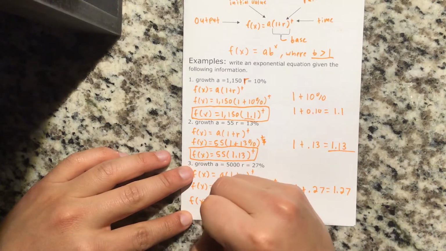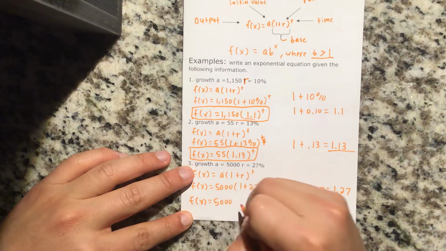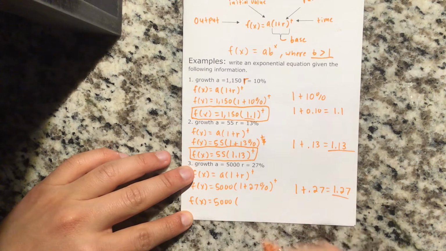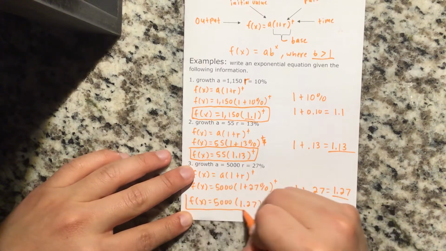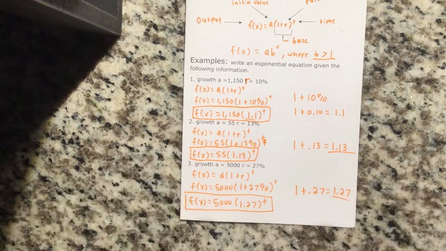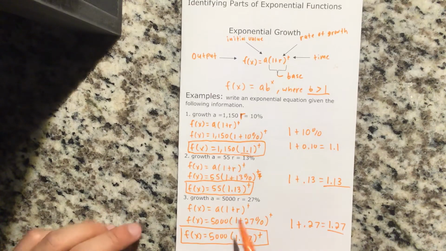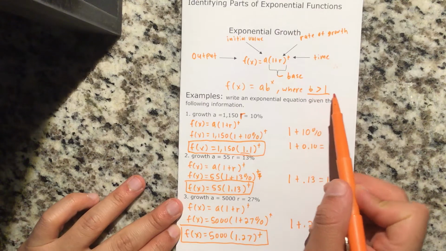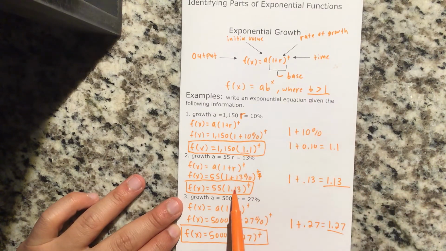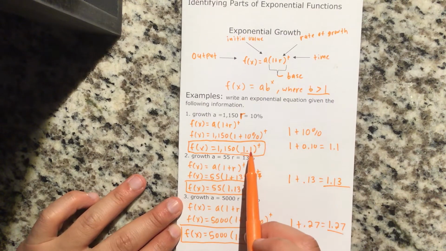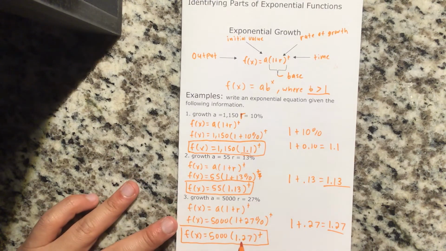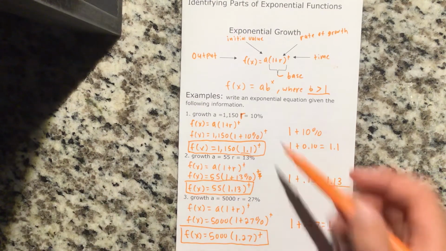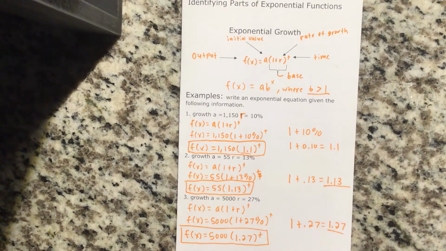So f of x equals 5,000, so bring that down, times my growth factor, 1.27 to the t power. And there we go. Okay? So these are examples of exponential growth. And again, they're growth because my b is greater than 1. My b is what's in parentheses here. So if y'all look, 1.1, that's greater than 1. 1.13, that's greater than 1. 1.27, greater than 1. All of these are growths, okay?